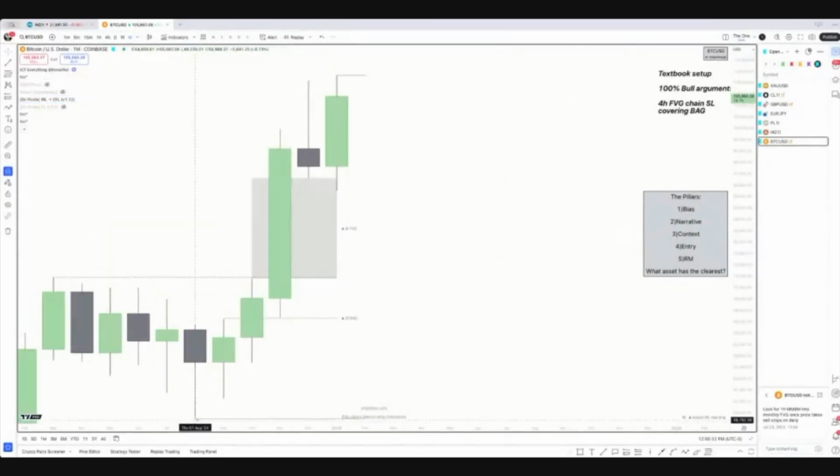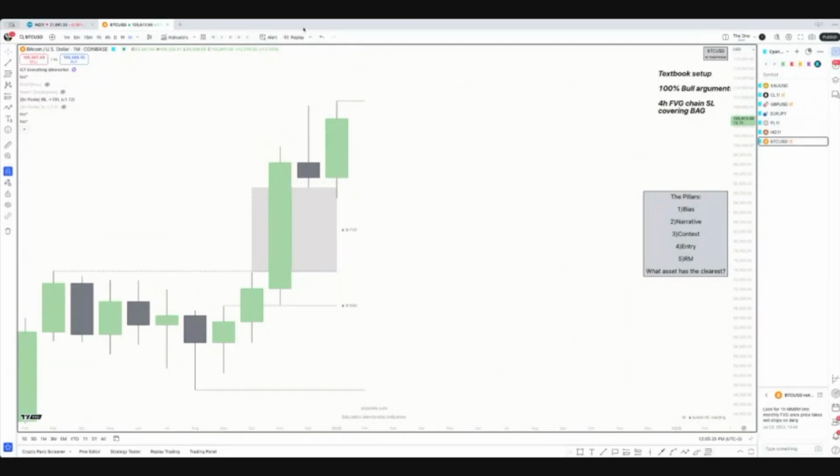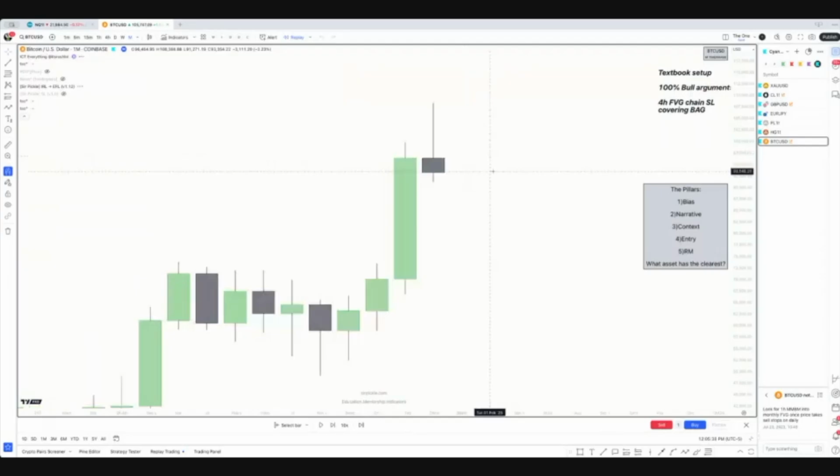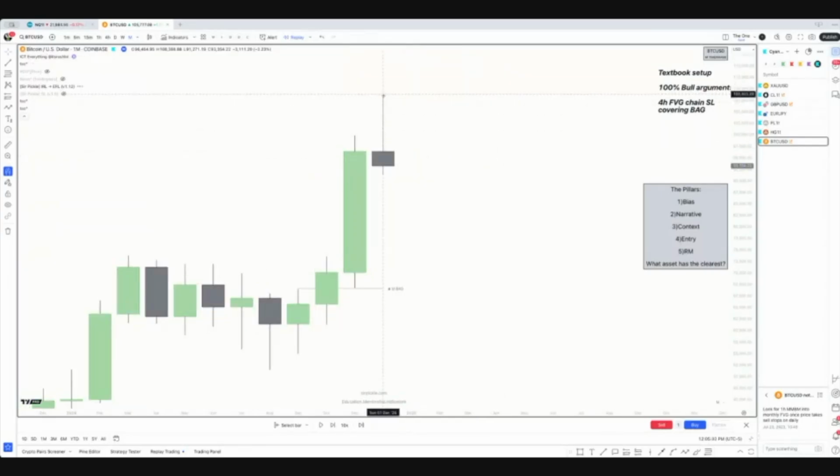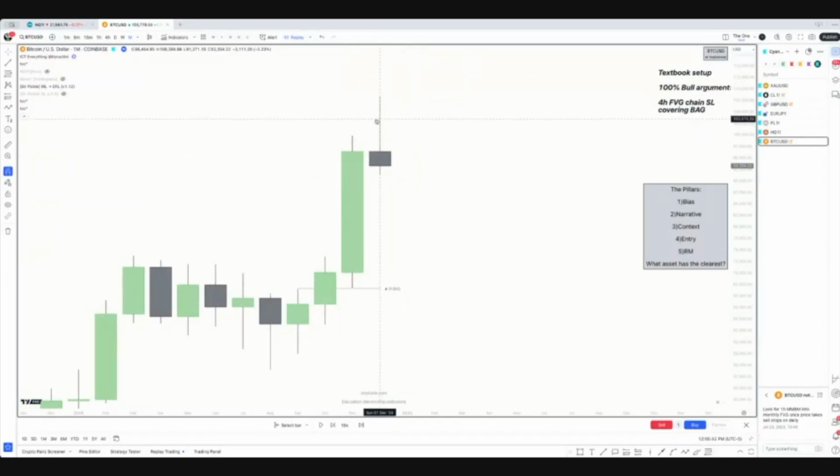A swing low to swing high with a fair value gap in the middle. Now you may be wondering, but there's no swing high right here, right? Because what makes up a swing high? A candle that has a candle lower to the right and lower to the left.